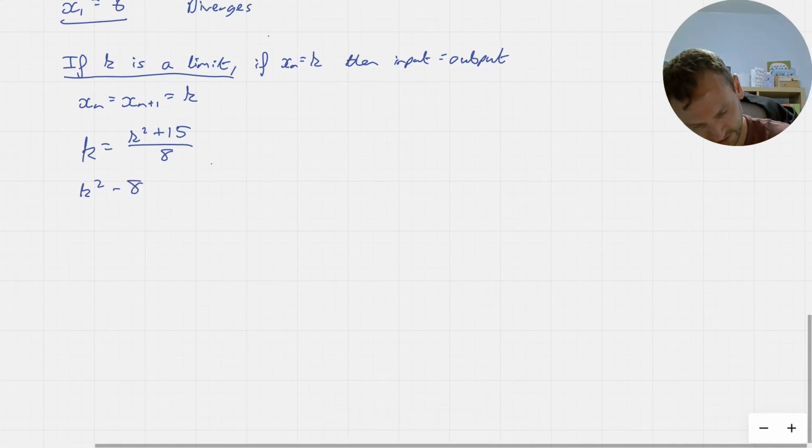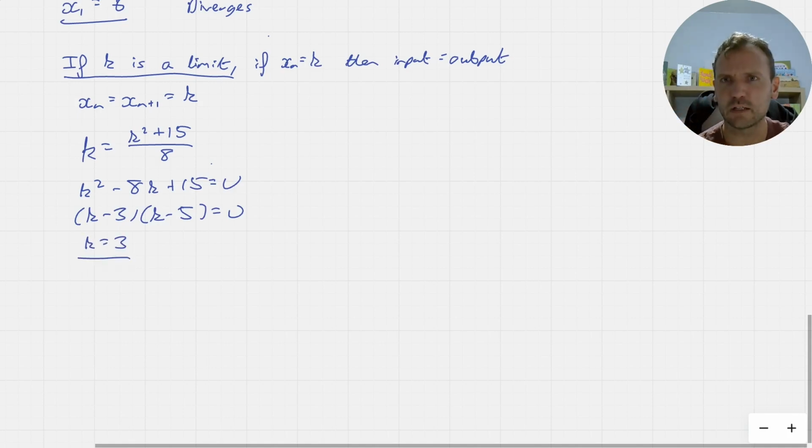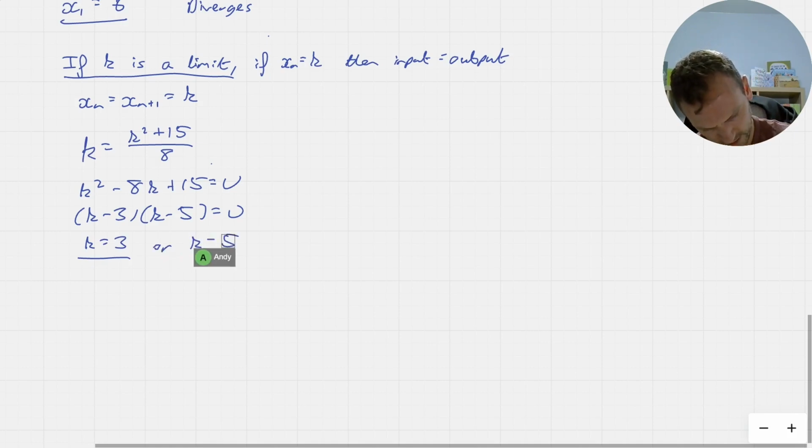We're going to get k squared subtract 8k plus 15 equals 0. And if we factorize, we'll get one thing we shouldn't be surprised by, of k equals 3. That, hopefully, we're expecting. We knew 3 was a limit. But we end up with another possibility of k equals 5.